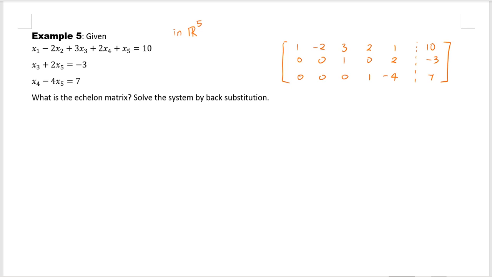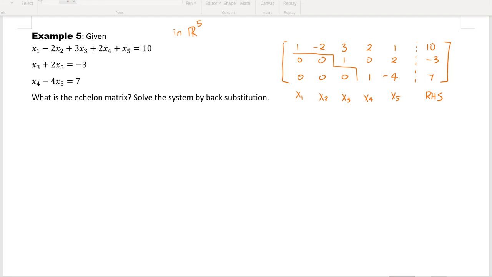Actually, you can see this matrix is already an echelon matrix, right? So we don't need to do Gaussian elimination in this case. But in general, given a linear system, we need to use Gaussian elimination to get to the echelon matrix. But this is already an echelon matrix. Now let's see. The first column corresponds to the coefficients of x1. The second column corresponds to the coefficients of x2. And then the third column x3, x4, x5, and this is the right-hand side.